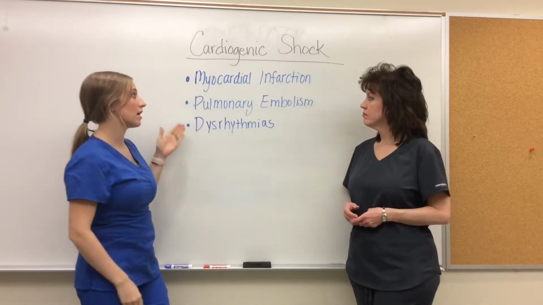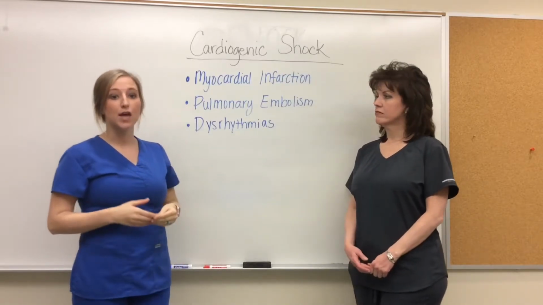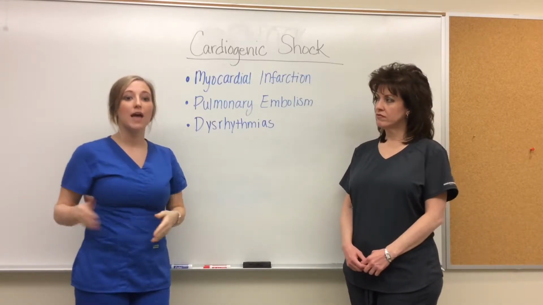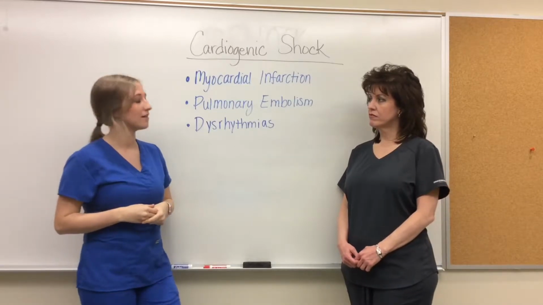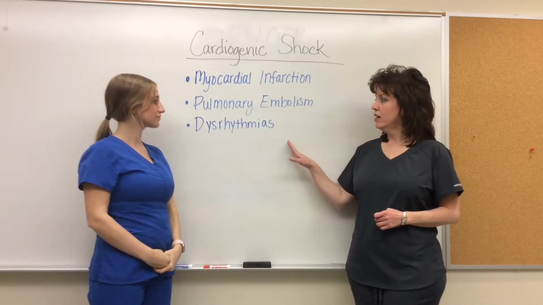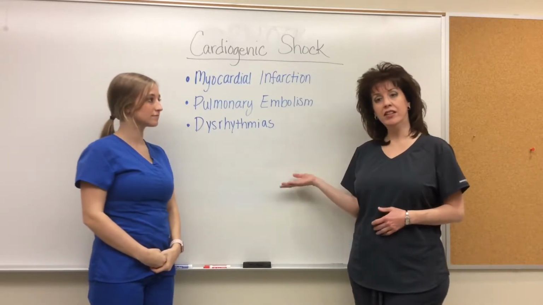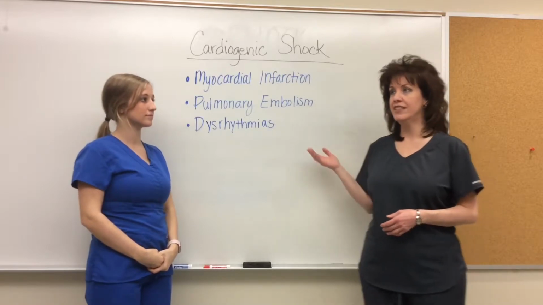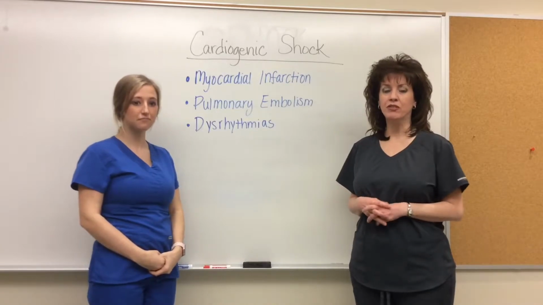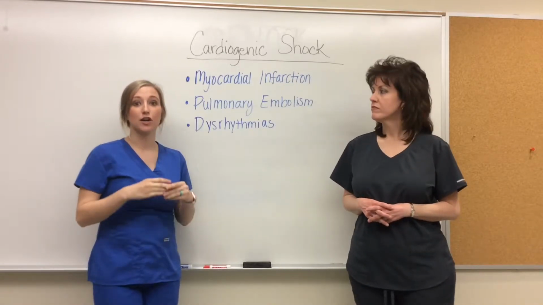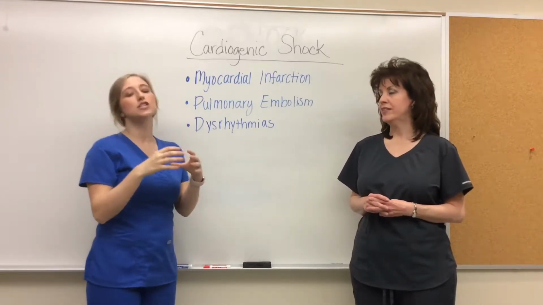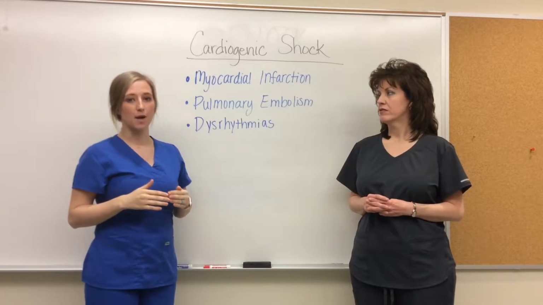Another thing that can cause cardiogenic shock is pulmonary embolism. With that, we know that the blood clot in the pulmonary arteries prevents forward flow and prevents oxygenation of blood. And then we also have dysrhythmias. This can be, for example, VFib or ventricular fibrillation, VTach or ventricular tachycardia, or even AFib, atrial fibrillation. With AFib, your heart is kind of quivering, so it's not able to perfuse the body properly.